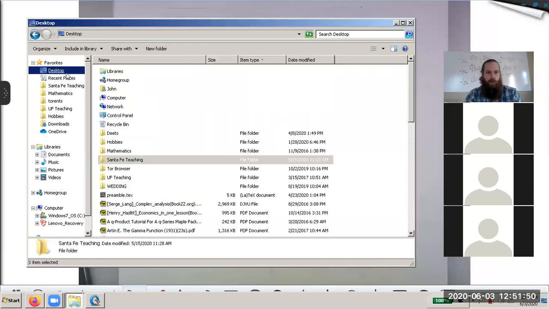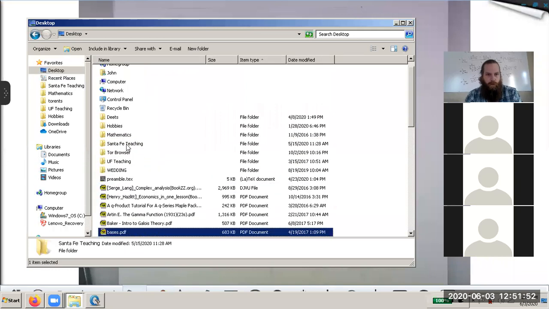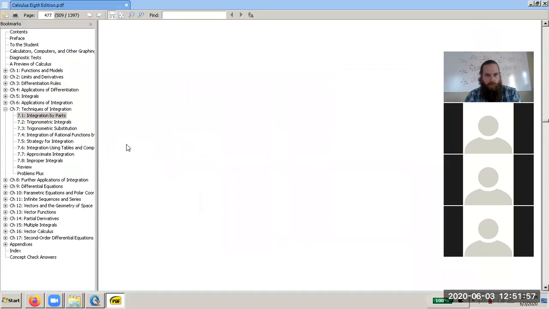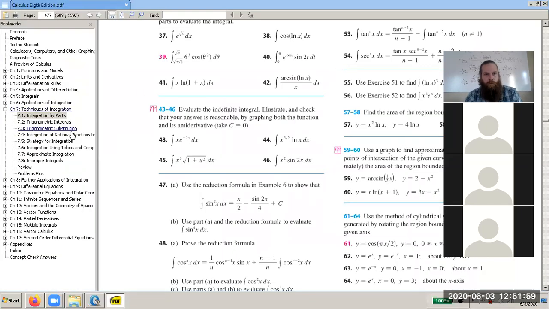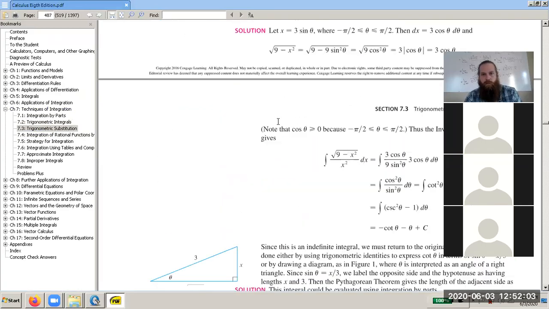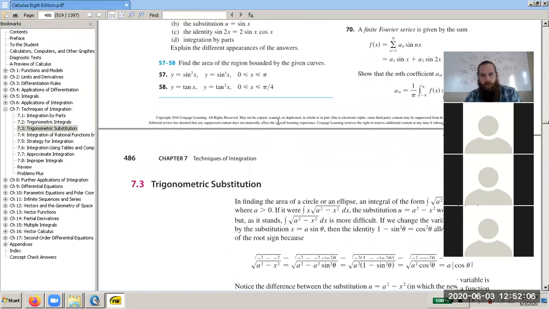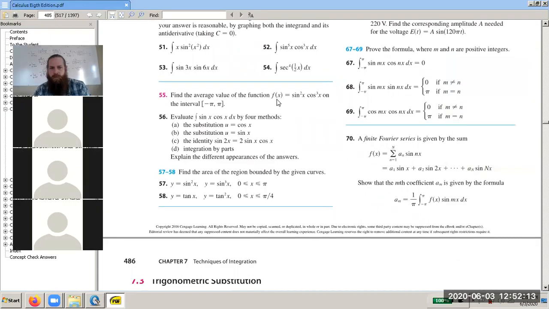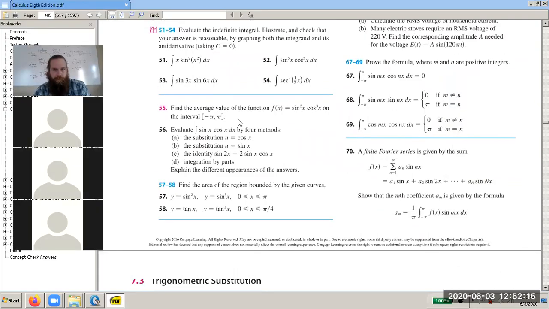No, it's on the desktop, isn't it? Where is it? There. All right. In section 7.2, there are some excellent problems, not there, here. I don't know if my Zoom overlay is blocking your view, so let me move it like this. Down here, number 70, you see they talk about finite Fourier series.